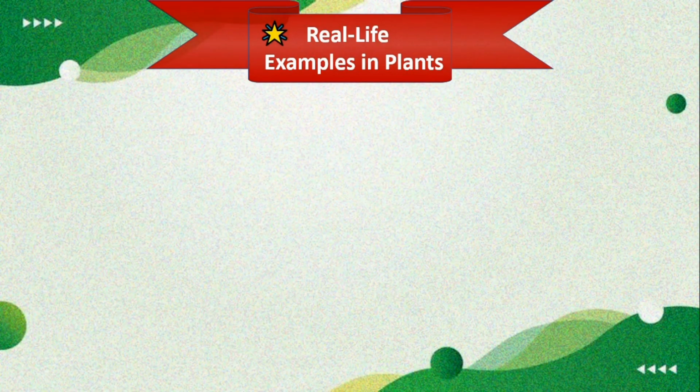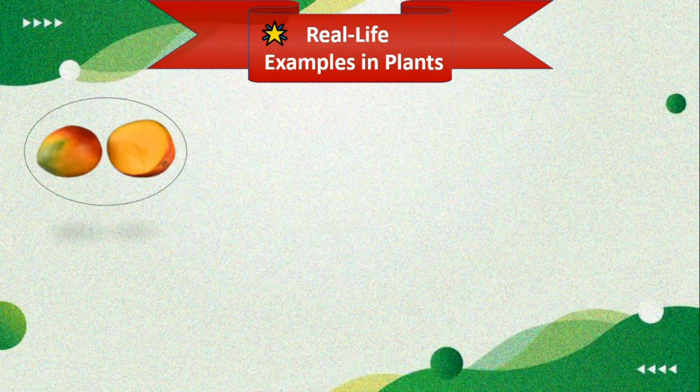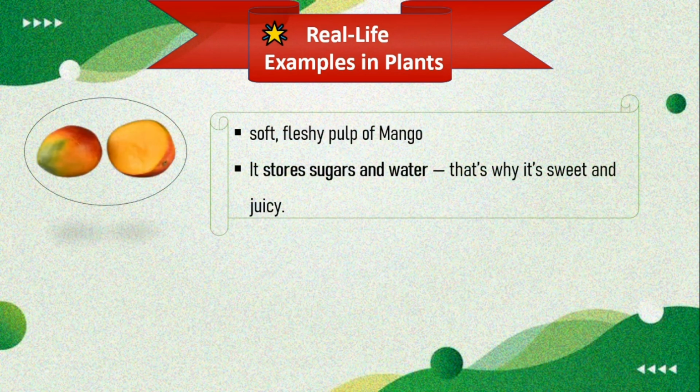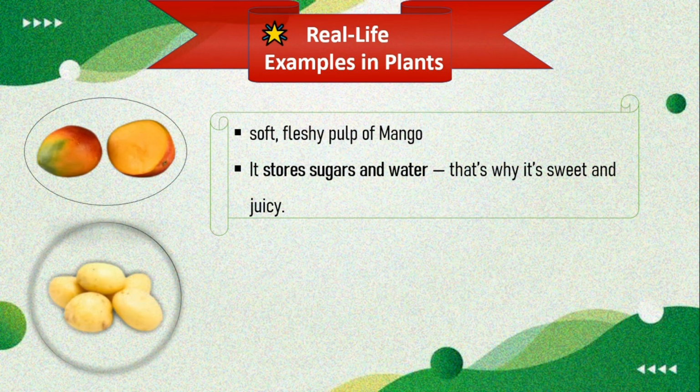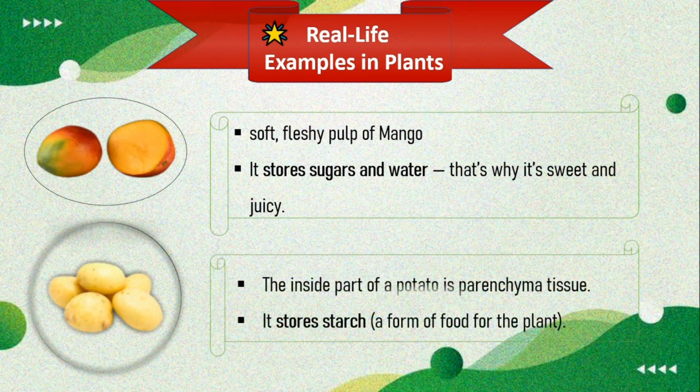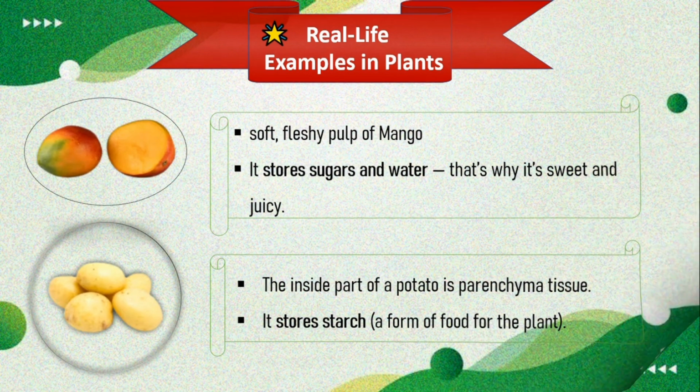We will see some real life examples. First is mango. Like you have seen mangoes, right? It has a fleshy pulp that stores water and sugar. That's why it's sweet and juicy. It's because of the parenchymatic tissue. Next is potato. The inside part of a potato is a parenchymatic tissue that stores starch.